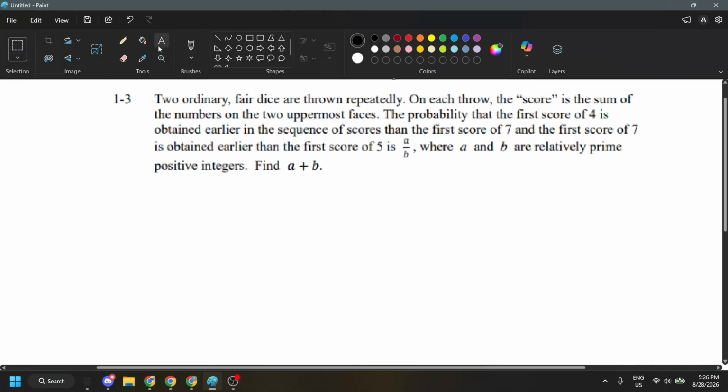Two ordinary fair dice are thrown repeatedly. On each throw, the score is the sum of the numbers on the two uppermost faces. The probability that the first score of 4 is obtained earlier in the sequence of scores than the first score of 7, and the first score of 7 is obtained earlier than the first score of 5, is A over B, where A and B are relatively prime positive integers.